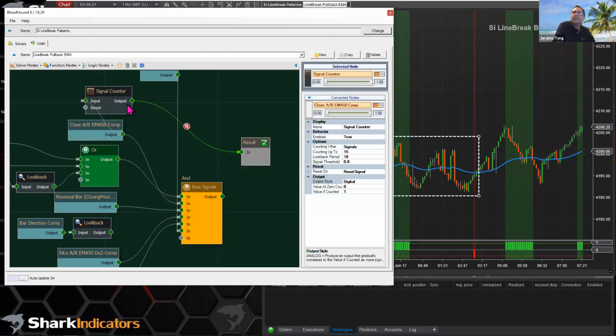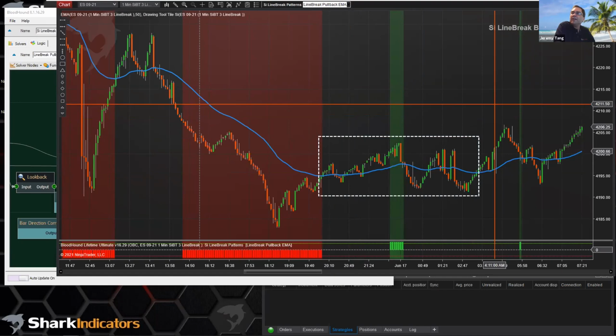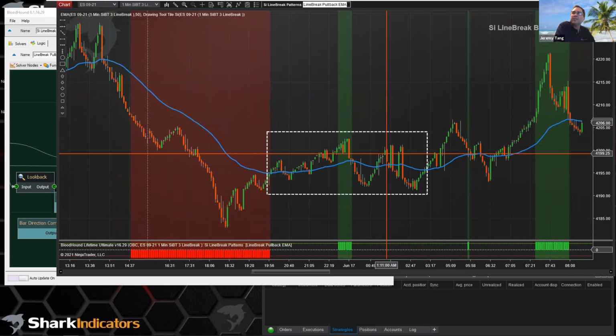Remember, I said that for our lookback, when this signal counter looks back 18 bars, it needs only 15 of the last 18 bars to meet that requirement. If I wanted to, I could make it stricter and say, okay, 15 out of the last 15 bars. And now we can see a lot of the racing stripes disappeared. So it made it a lot stricter.